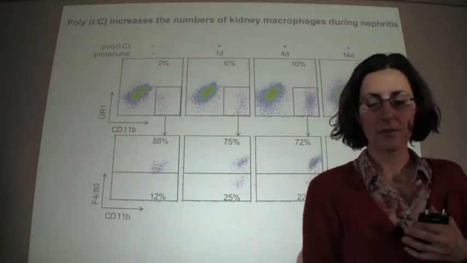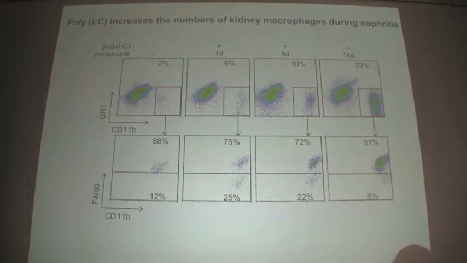What we saw there, and what many people have now observed in other types of crescentic nephritis, is that the cell that responded the most, the cell that was activated the most by type 1 interferons, was the macrophages.